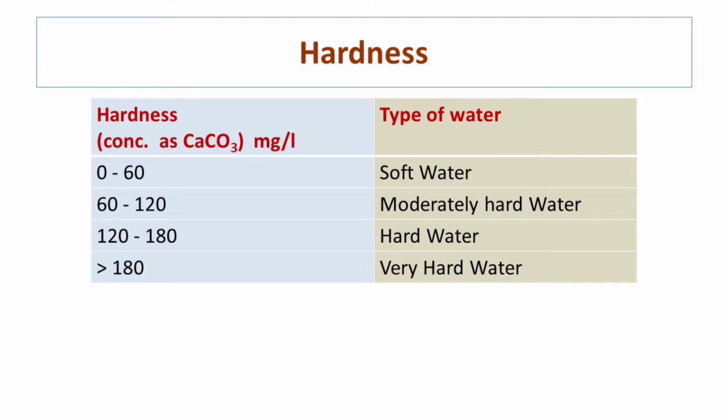The hardness is normally measured as concentration of calcium carbonate and represented as milligram per liter. If the hardness is between 0 to 60, the water is categorized as soft water. If the hardness ranges between 60 to 120, it is categorized as moderately hard water. If the hardness ranges between 120 to 180, it is classified as hard water, while if the hardness is more than 180, it is classified as very hard water.